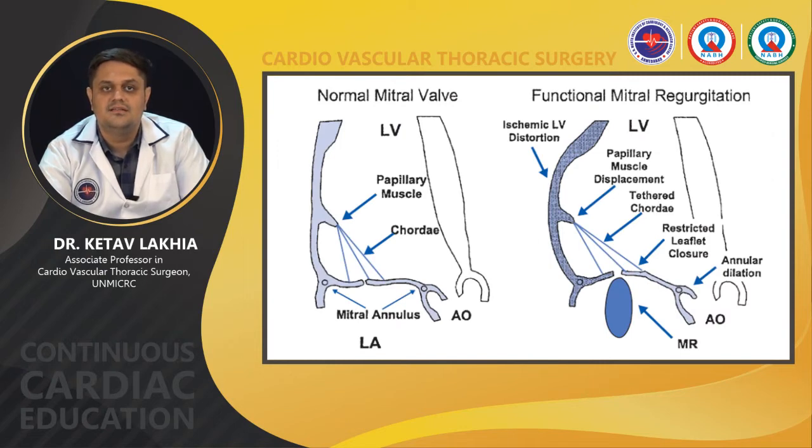So here you can see the normal mitral valve leaflets. This is the LV, these are the papillary muscles, and these are the chordae, and the normal mitral annulus, which leads to the normal coaptation of the mitral valve without any mitral regurgitation. So in ischemic MR, there is ischemic LV distortion, which leads to the dilatation of the left ventricle. There is displacement of the papillary muscle along with the elongation of the chordae, restricted leaflet closure, and annular dilatation leading to MR.